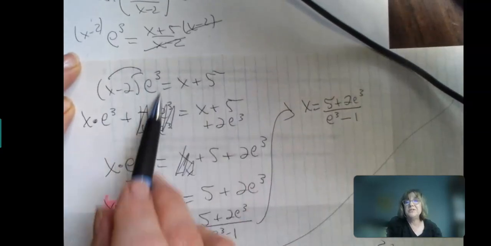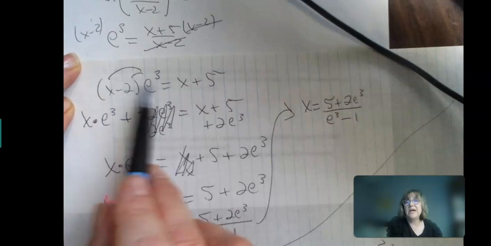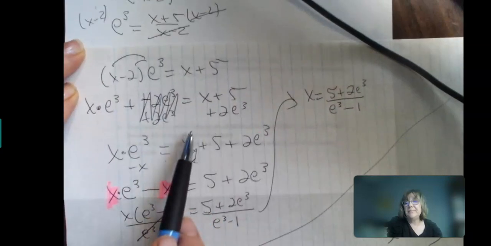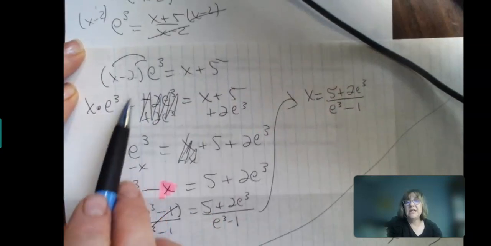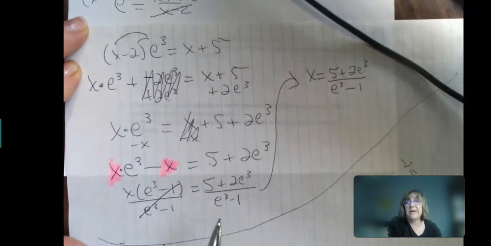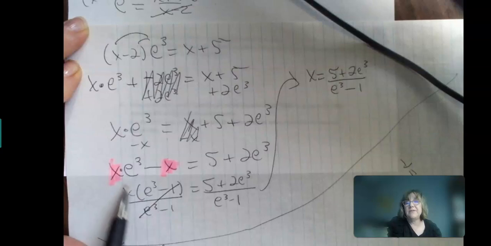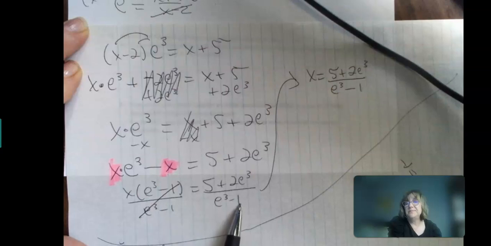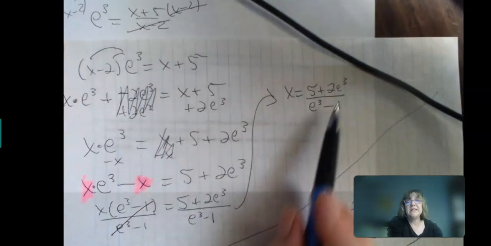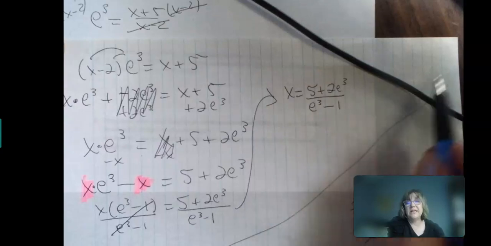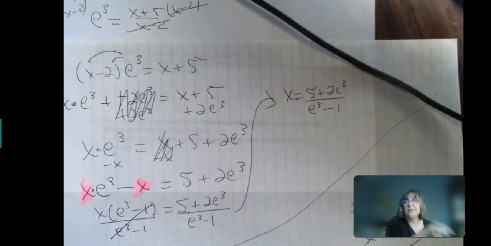Remember, we don't like those. Distributed, so that. And then I put all my x's on one side and my other stuff on the other side by adding or subtracting. To go from 2 x's to 1, I'm going to factor it out. This is what's left. There is a 1 when you factor that out, and then divide both sides. And you should get that as your final answer, okay? So kind of like with the natural logs.